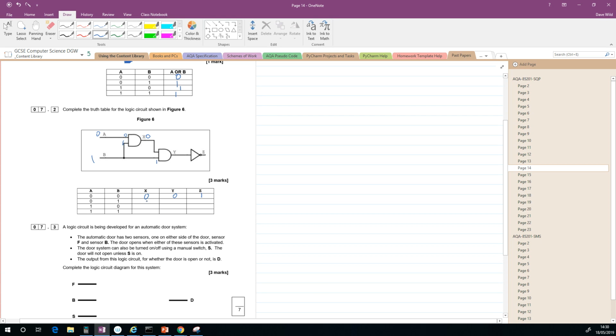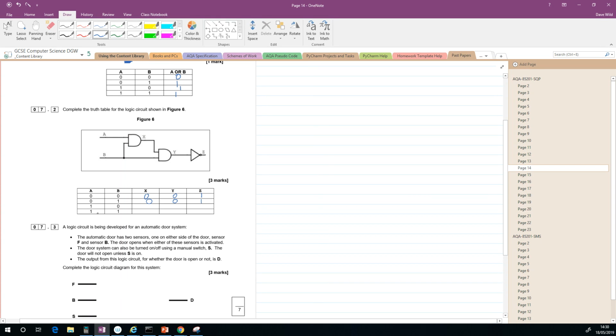So X is a 0. And so we've got a 0 here. AND requires both of these to be a 1. They're not. One of them is a 0. So this is also a 0. And it NOTs this 0 now to be a 1. So this is going to be a 1. Let's go to the next bit now.